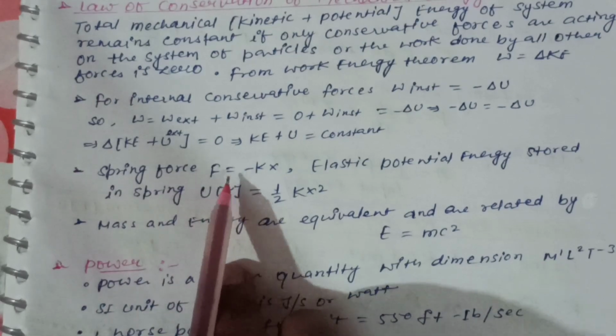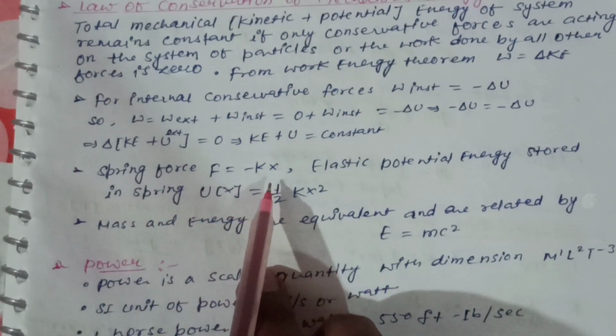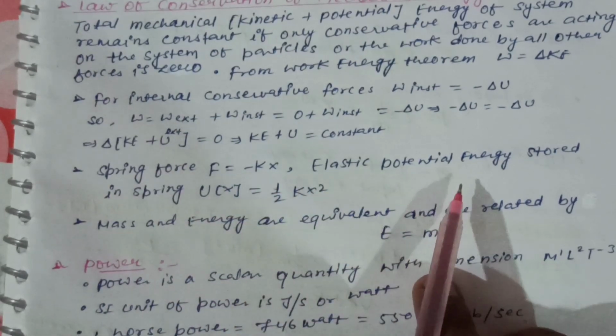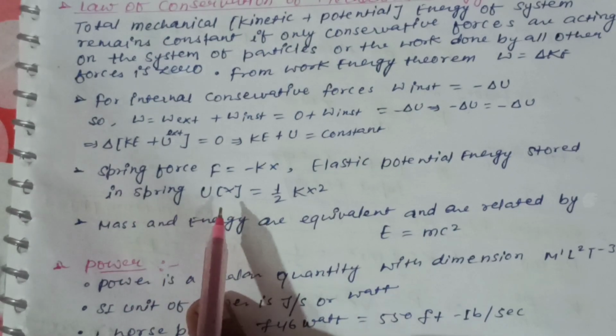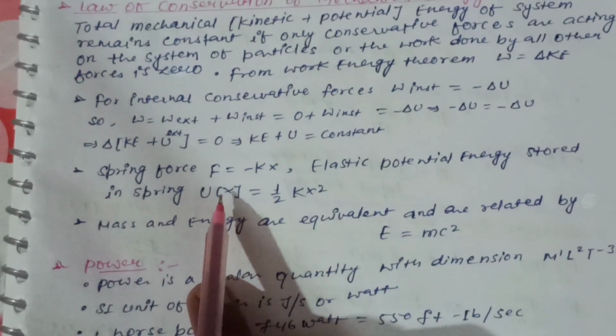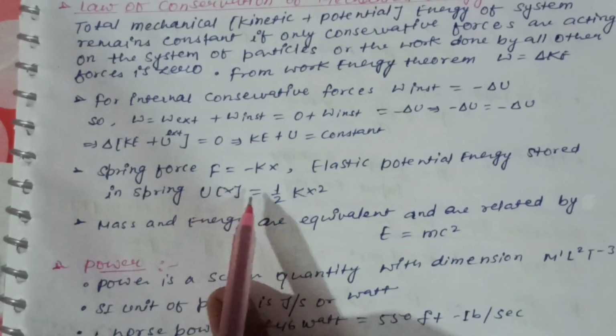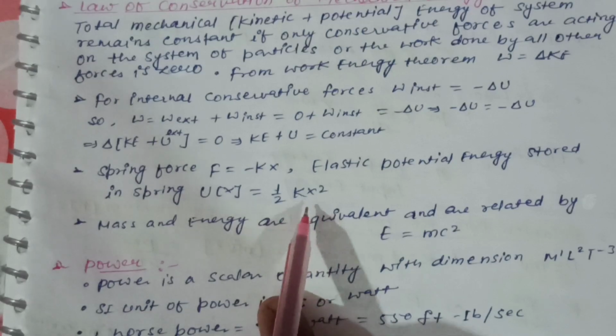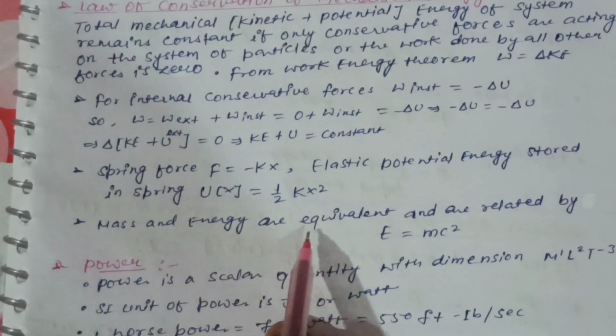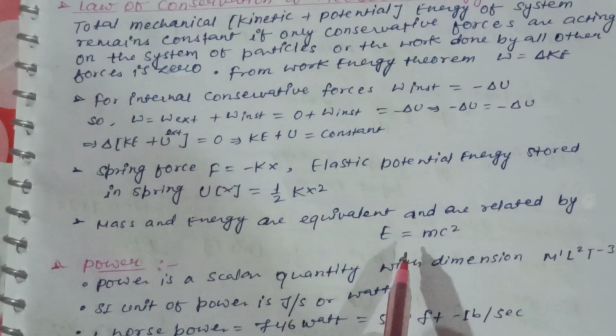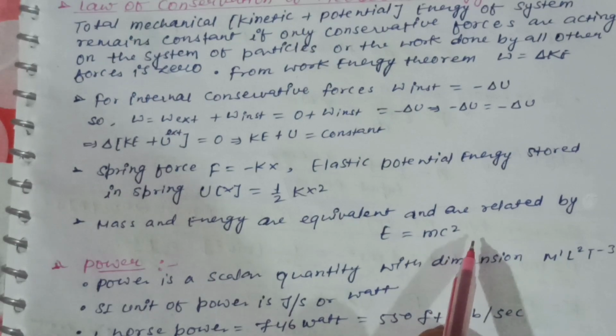For a spring force F = -kx, the elastic potential energy stored in the spring is U(x) = 1/2 kx². Mass and energy are equivalent and are related by E = mc².